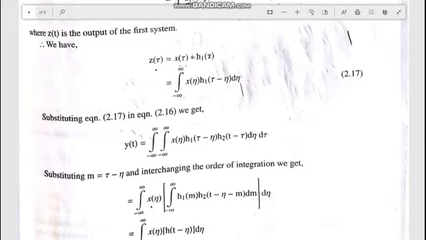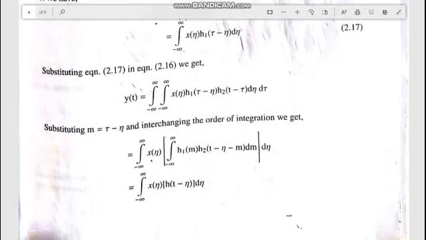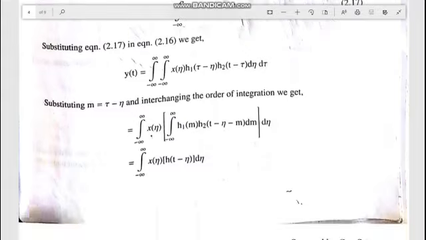So, substituting m is equal to t minus tau and interchanging the order of integration, we get this. This is all mathematical manipulation: wherever m is there, substitute t minus tau, and interchange the order of integration, minus infinity to plus infinity. X of eta is taken, t minus eta is written as h1 of m, h2 of t minus eta.